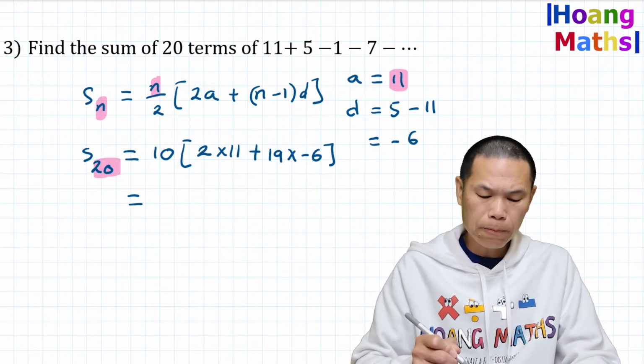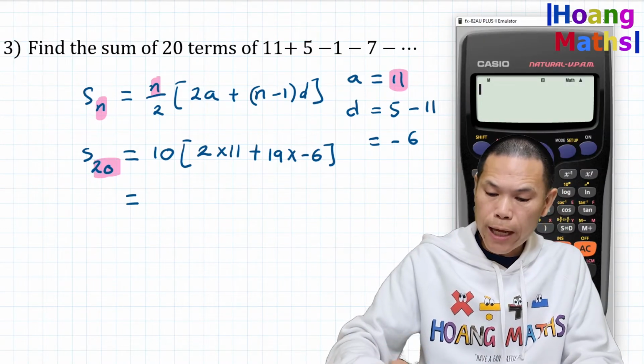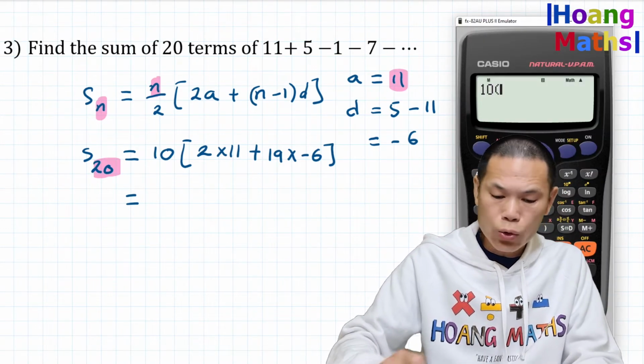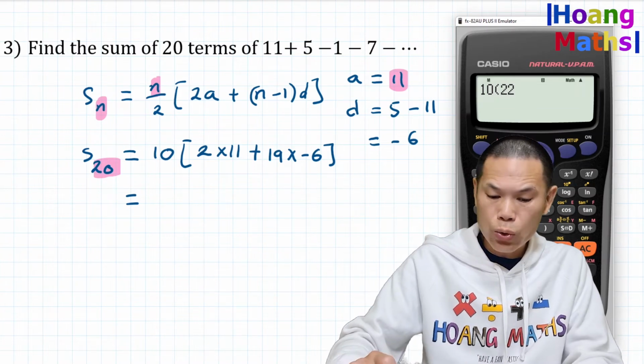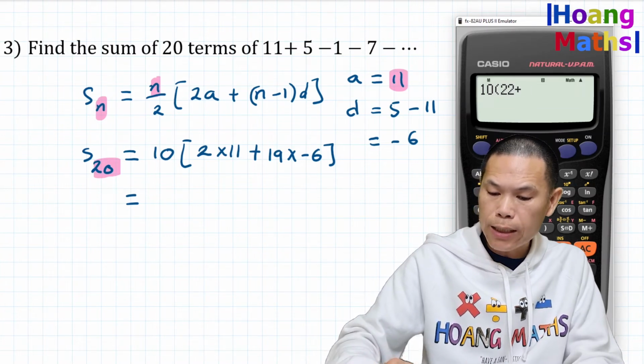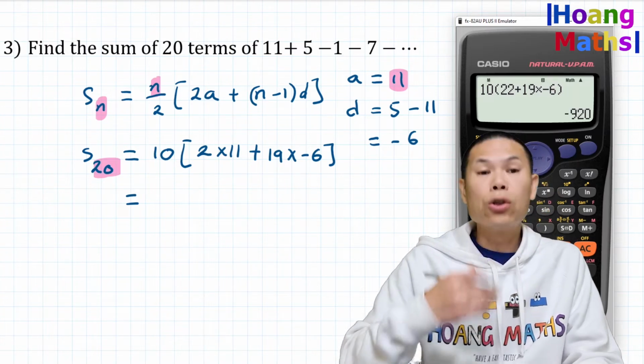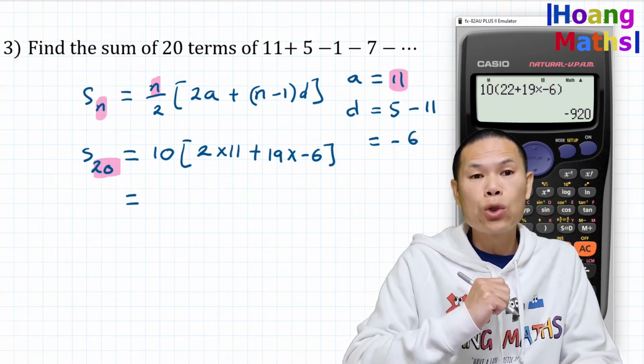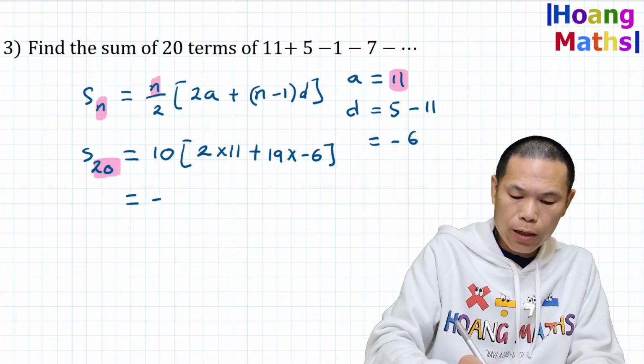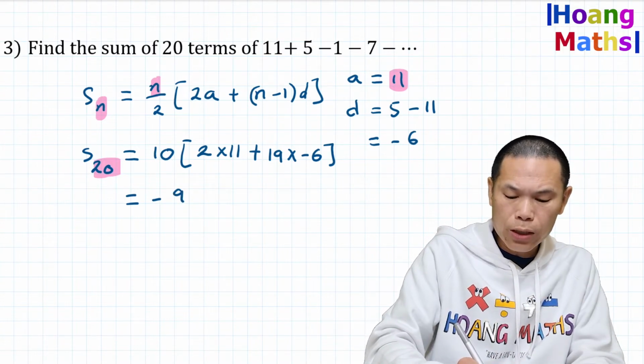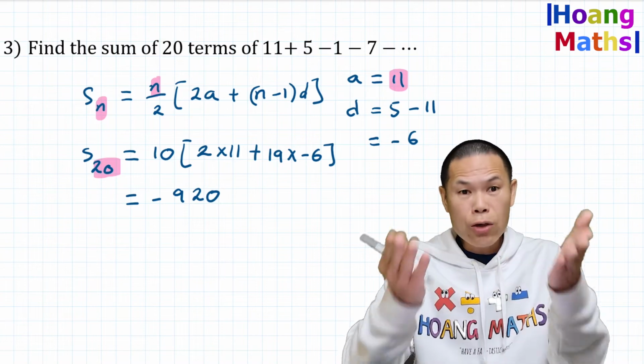So that will give me, I just go 10 brackets. So 2 times 11 is 22. And then plus 19 times negative 6. Close brackets. So there you go, negative 920.